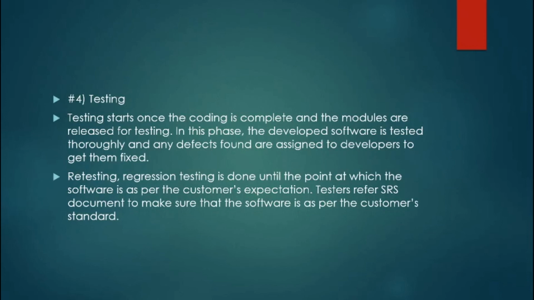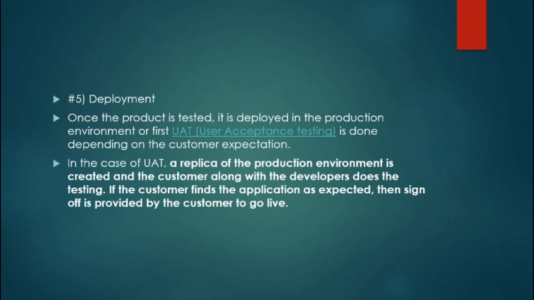Now, retesting and regression testing are also done. Why? If any defect is found and raised, once that is fixed, you have to retest in order to make sure that the bug is fixed or not. Once that bug is fixed, regression testing is done, in order to make sure that the new functionality has not broken any existing functionality. So that's the reason regression testing is very important at this point. Now, the tester refers to the SRS document in order to make sure that the software is as per the customer expectation and standard.